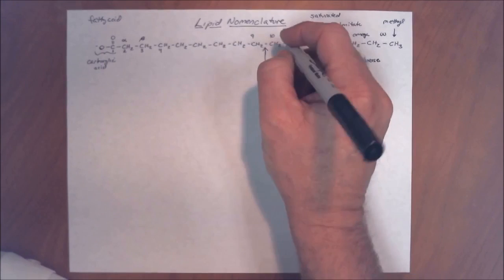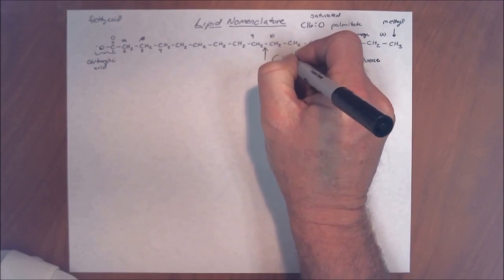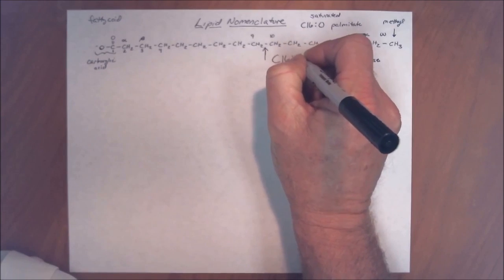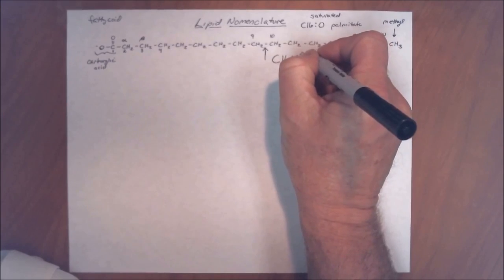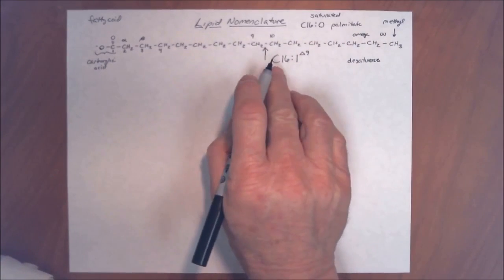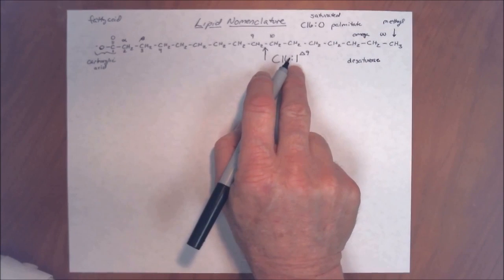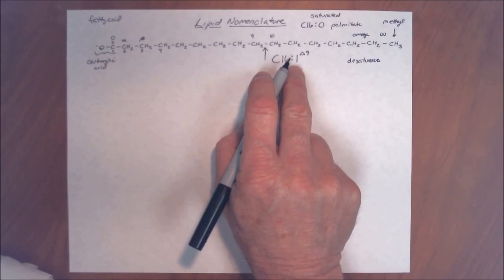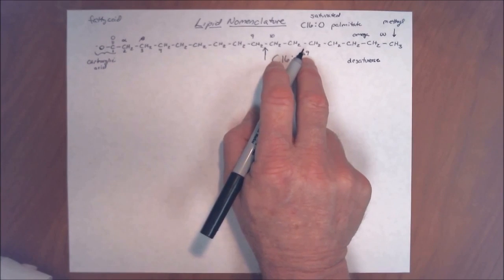The name of the fatty acid changes. It now becomes 16 colon 1 delta 9. And this indicates that we have a 16 carbon fatty acid. We have one unsaturated bond, one double bond, and that is at the position of carbon number 9.